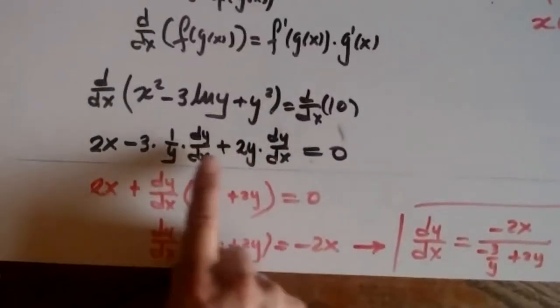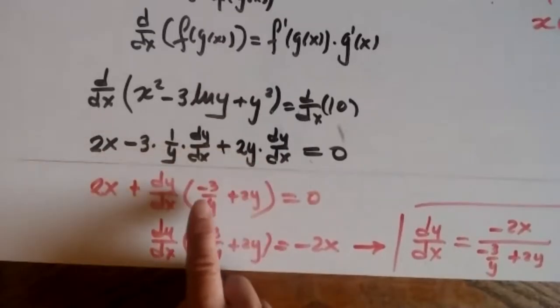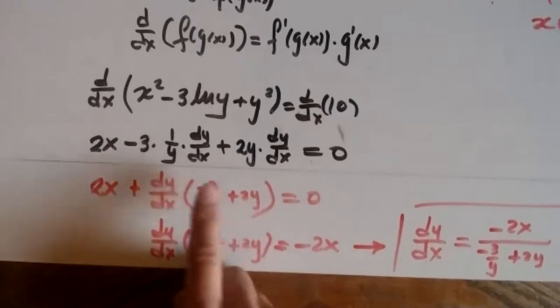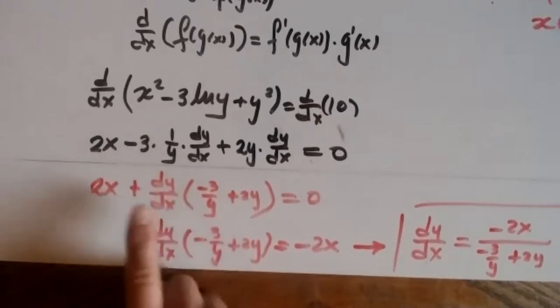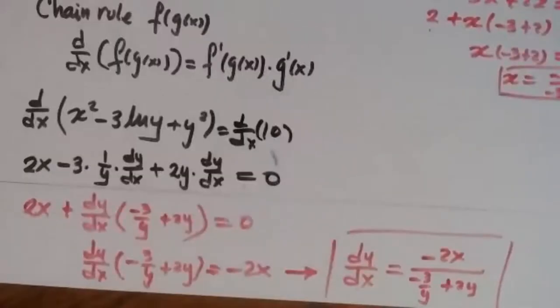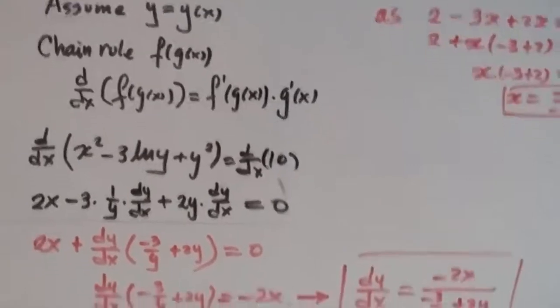I group these together. I factor dy/dx, that is what I want to solve. This is negative 3 over y, this is plus 2y. I group these in parentheses here. Then I move this to the other side, and then I divide by the parentheses, and I get the answer. Nothing new. Same thing always. Okay? Any question at this point? Pretty easy?